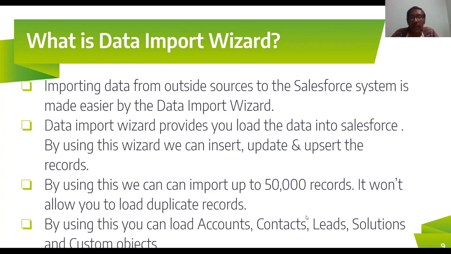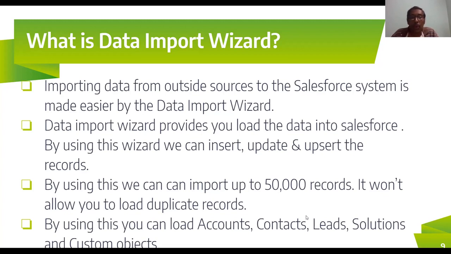By using this wizard, we can insert, update, and upsert the records. Upsert is insert and update together. By using this, we can import up to 50,000 records, not more than that. That is a limitation. If I use the data import wizard, I can import only 50,000 records at the same time.